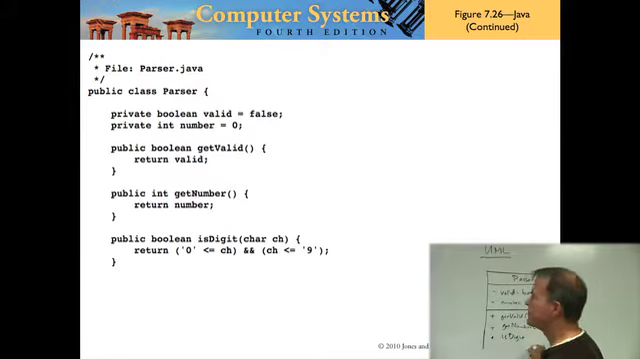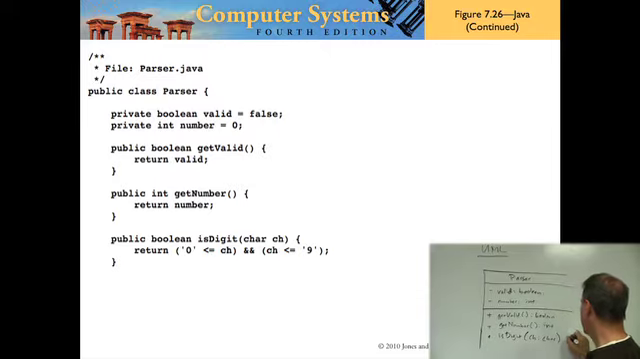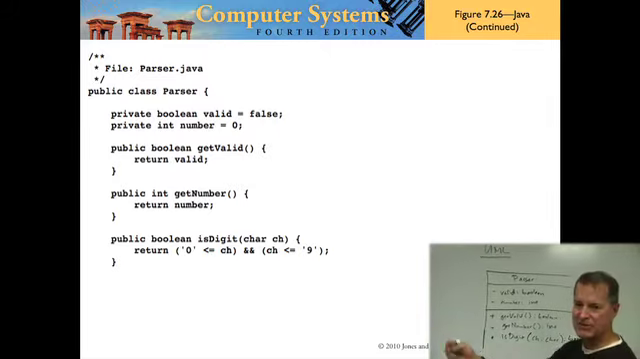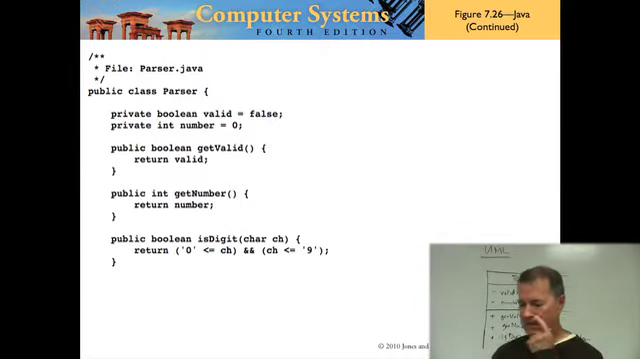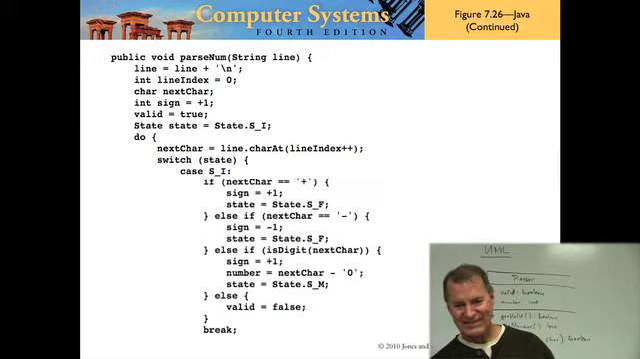isDigit has a parameter. So this is ch of type char, and it returns Boolean. Does everybody see how that works? That's another one-liner. Are we good? And now what was the last one? Parser, parseNum.